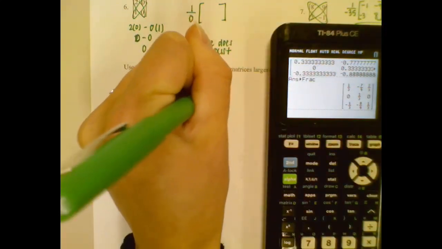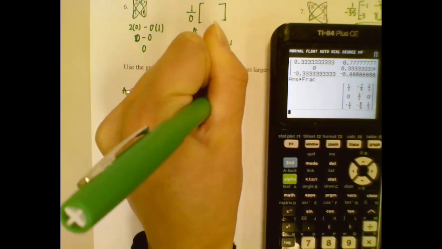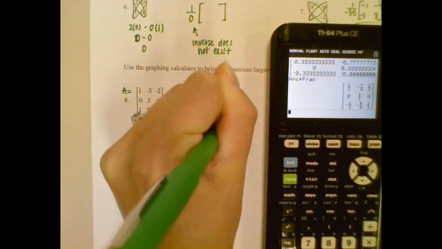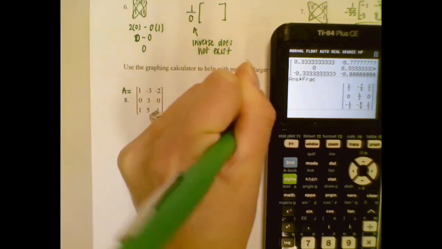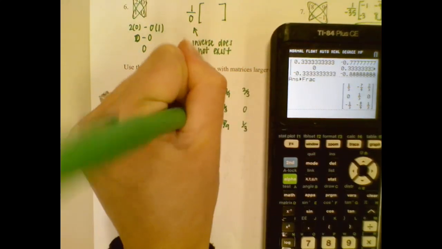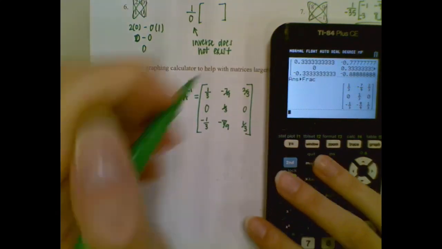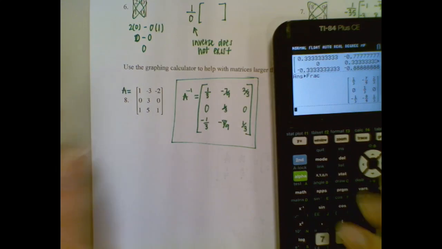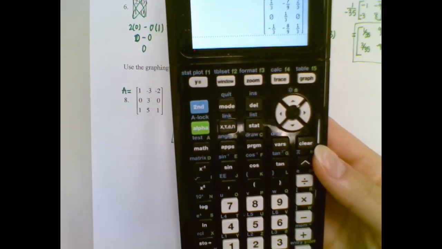So I've got 1/3, 0, -1/3, -7/9, 1/3, -8/9, 2/3, 0, and 1/3. There is your matrix, your inverse matrix. So on your calculator, that inverse button, remember, is just right there.